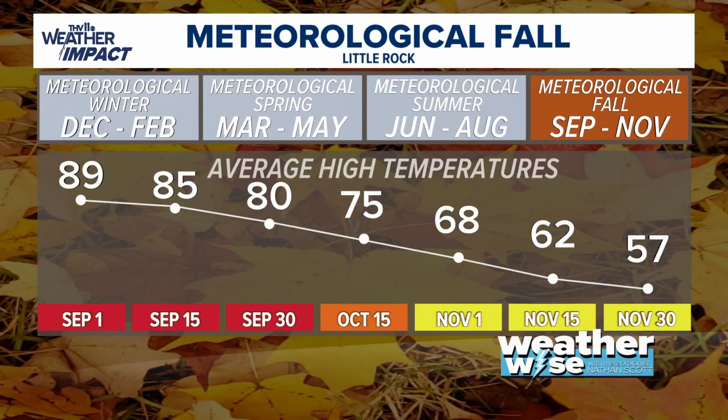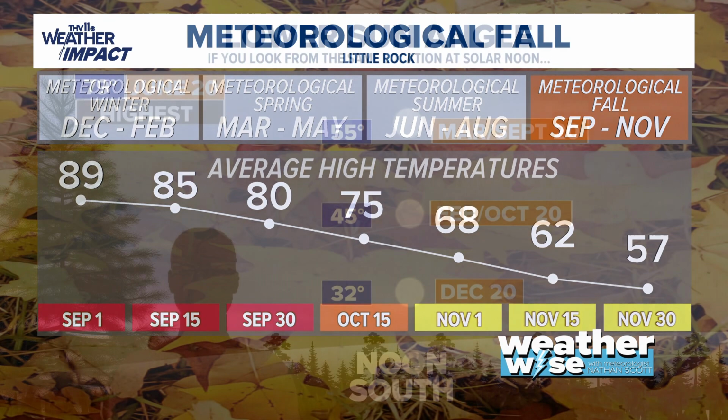Meteorological fall. As you know, we start to cool things down. And here's what happens here in Little Rock. When we take a look at the average highs, the temperatures September 1st, average high was 89. Once we get into the middle of October, our average high is 75. And then getting into the end of November, our average high starts to drop down into the upper 50s.